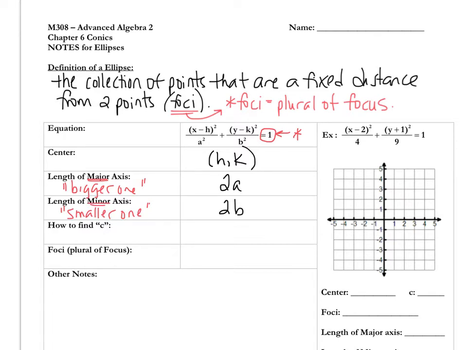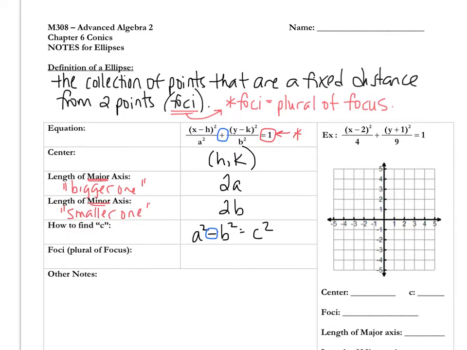And how to find c, which is actually going to help us figure out where our focus points are, or the foci, is we're going to use the equation a squared minus b squared equals c squared. Okay, so that's really similar to the Pythagorean Theorem. Notice that for an ellipse we have a plus in the equation, but there's a minus in the a squared minus b squared equals c squared. So just keep that in mind that it's actually opposites. And I'm going to tie that back in when we do our last conic, which is hyperbolas. And so the foci, or the plural of focus, like I said earlier, are 2 points that are c units from the center along the major axis.